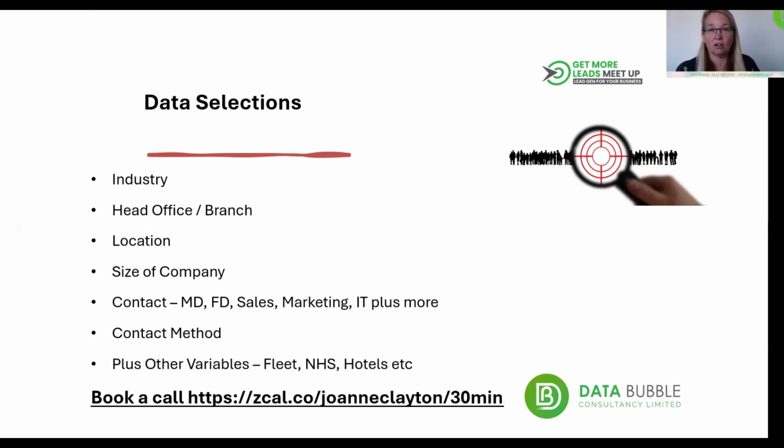And again, there's the contact method, whether you actually want the name, the address, the telephone number, the email address. And when you're doing any data selections, if you're doing a telemarketing campaign, there's also TPS, the telephone preference service, or the corporate telephone preference register. The corporate telephone preference register is a list of companies that have said, I do not wish to receive any unsolicited sales calls or marketing calls.